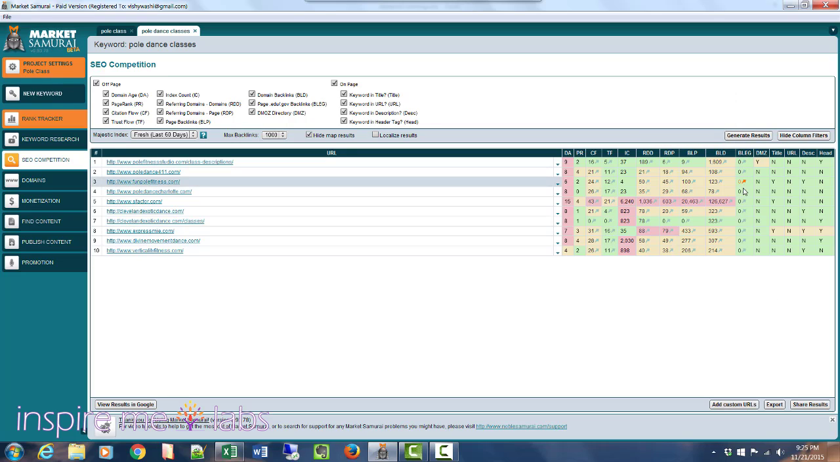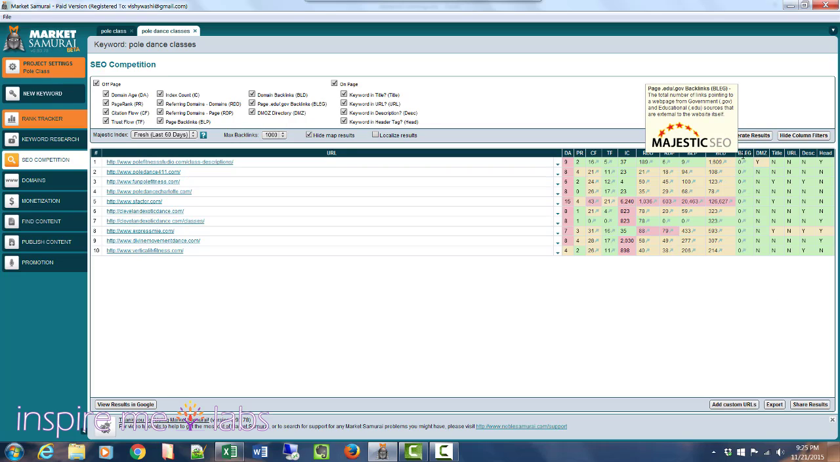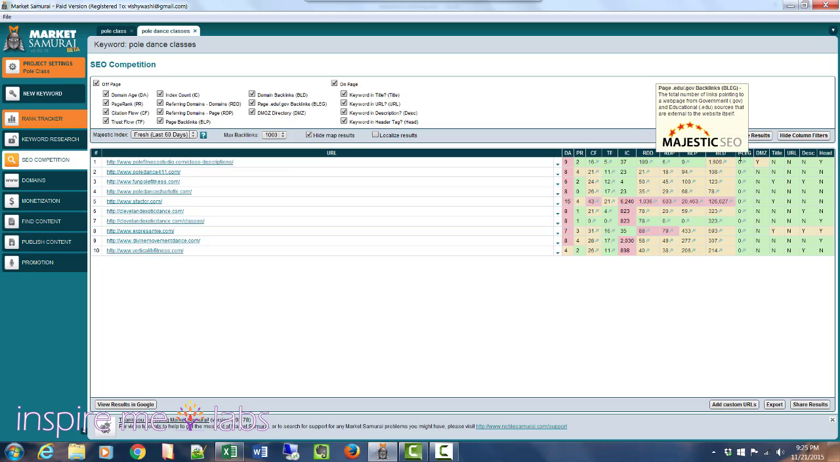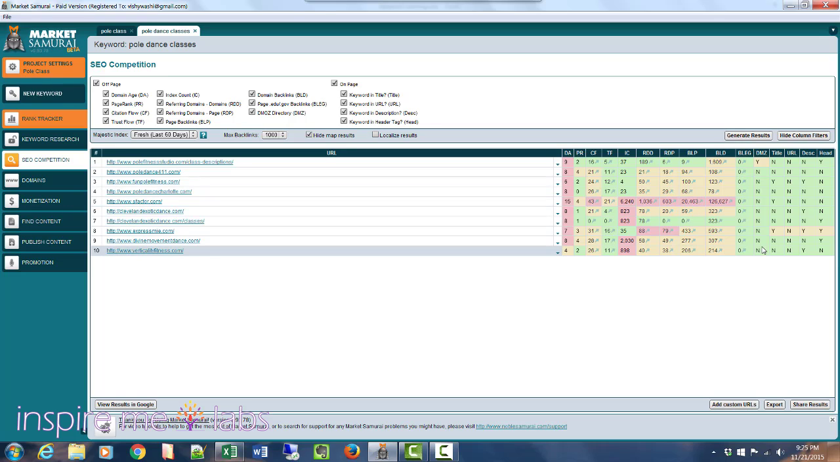The BLEG is the number of edu or gov links any of these sites have, and as you can see over here, none of them have any edu or gov links, and that's why they're all in green. That's something good. If you could get some edu or gov links, you could probably slip in more link juice than all of them have. DMOZ is the DMOZ directory, and we can see just one site having a DMOZ listing.